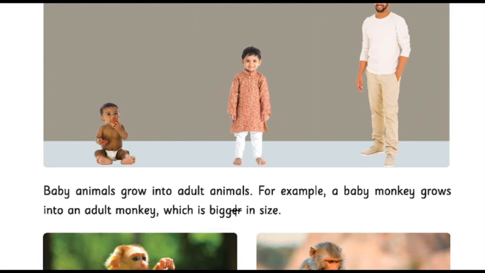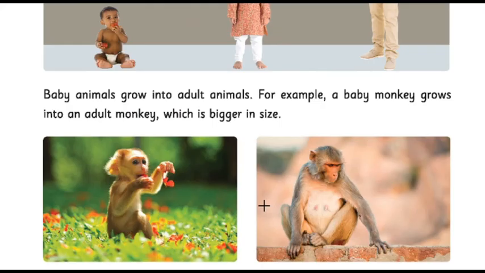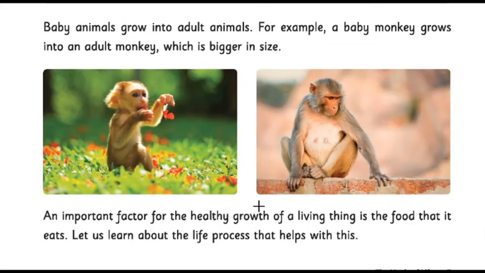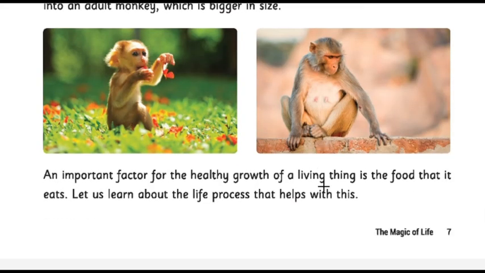Baby animals grow into adult animals. As human beings grow, animals also grow, birds also grow, plants and trees also grow. So this is the growth activity seen in living things. Okay, so these are the pictures. It is a baby monkey and it is a grown up adult monkey.